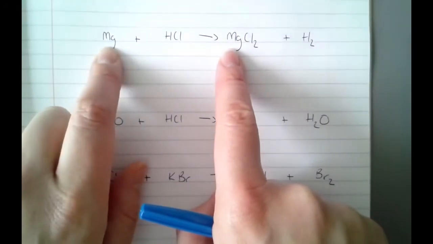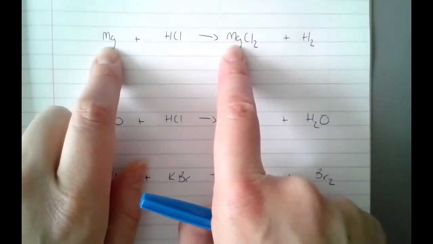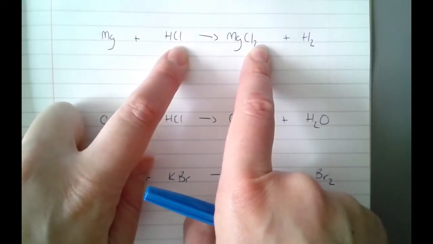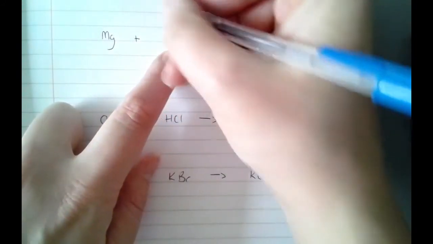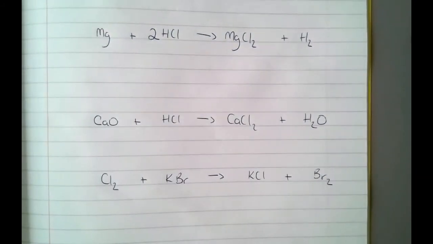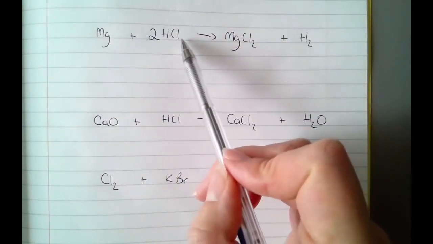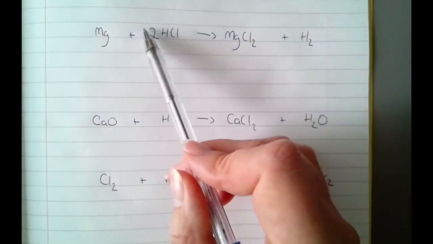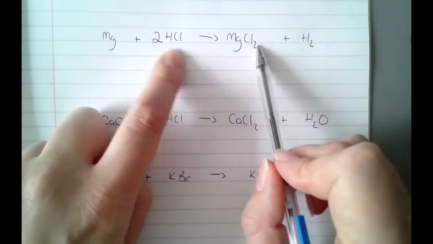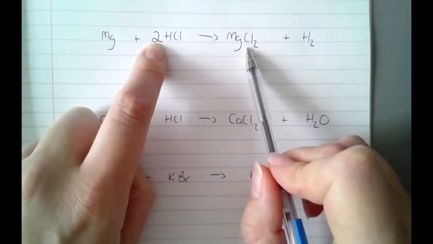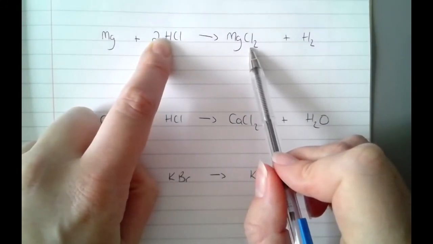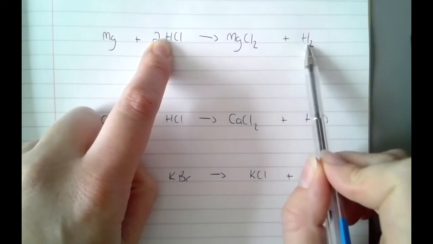Magnesium, I've got 1 magnesium on the left, I've got 1 magnesium on the right, so that is balanced. Chlorine though, I've got 2 chlorines on the right, I've only got 1 on the left. So I would need to put a big 2 in front of the HCl. Remember, you can't use small numbers and you can't just insert a number into the equation. So you have to put it right at the front. So I've now got 2 chlorines on each side, which is what I want. By putting the 2 there, I also change the number of hydrogens, not just the number of chlorines. So now I've got 2 hydrogens on the left and I've got 2 hydrogens on the right, which makes my equation balanced.